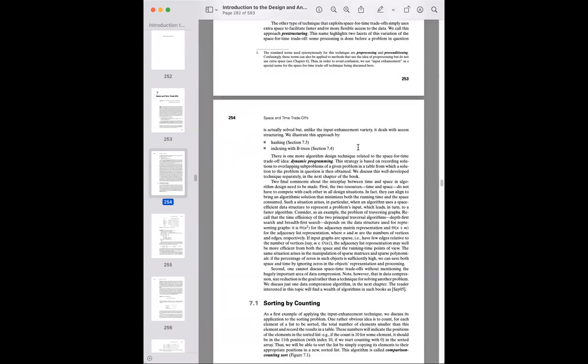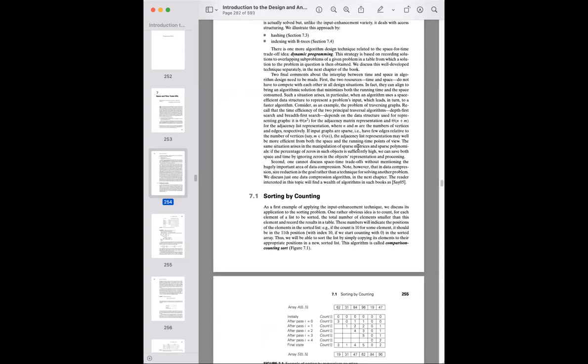So there's more of this kind of information in the chapter on dynamic programming, which is chapter 8, which we're not going to cover, okay? But if you want to look at it, you certainly can, okay?